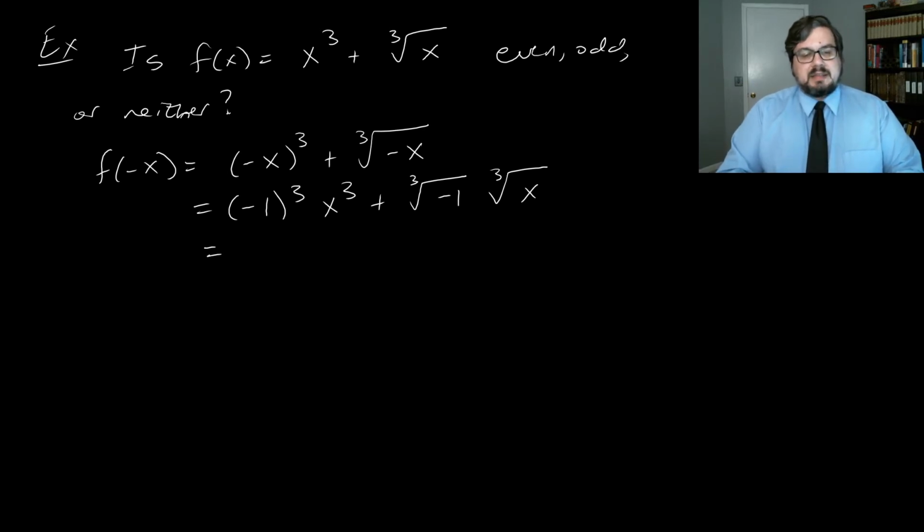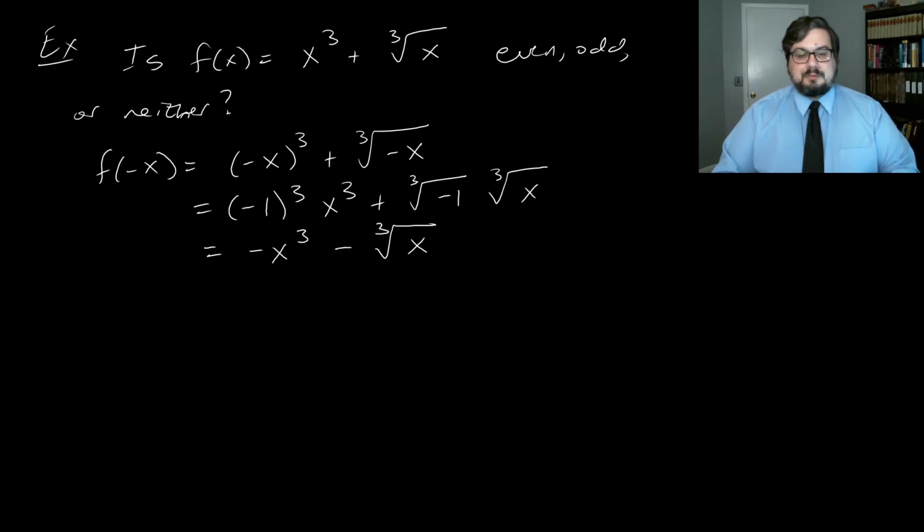So in this case, we get negative 1 cubed is negative 1, so we get negative x cubed. And then the cube root of negative 1 is also negative 1. So we get plus negative 1 times the cube root of x, so we get minus the cube root of x. And this is because the cube root of negative 1 is negative 1.